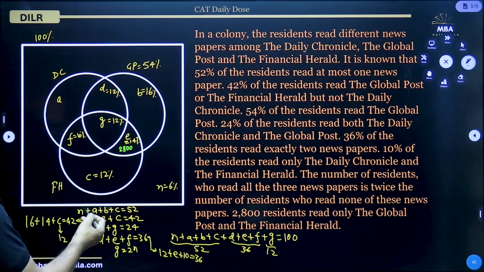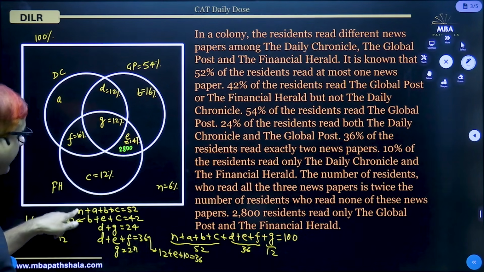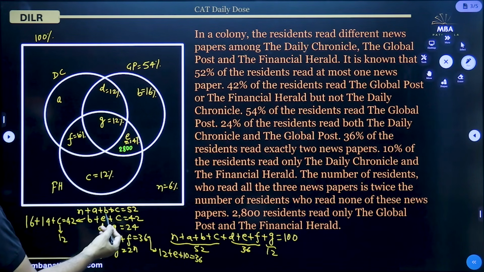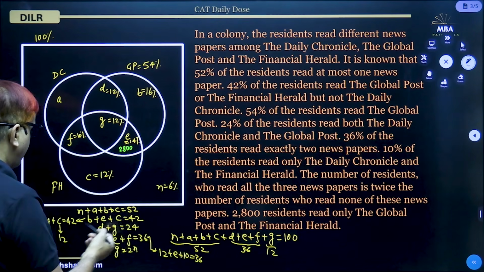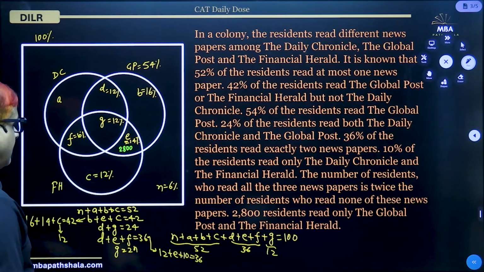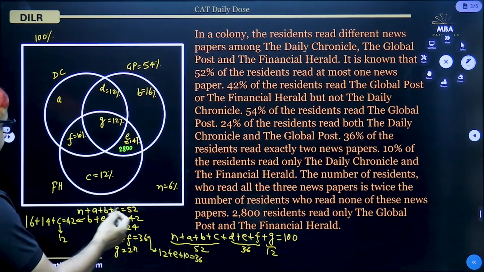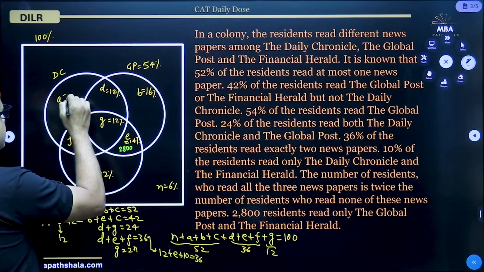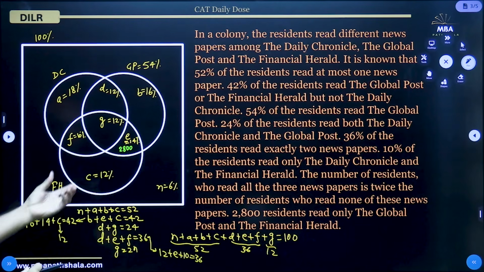And then we can use the upper one. N plus A plus B plus C is 52, giving the value of A, as we already know N, B and C. So N is 6, B is 16. 16 and 6, 22. And C is 12. 22 and 12, that is 34. 52 minus 34, that is 18. So this is 18%. So we have calculated all the values in terms of percentage.